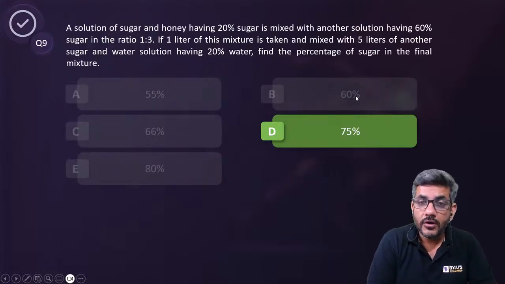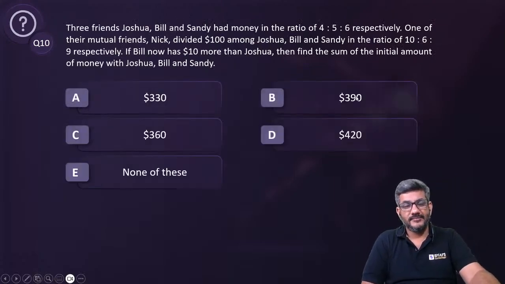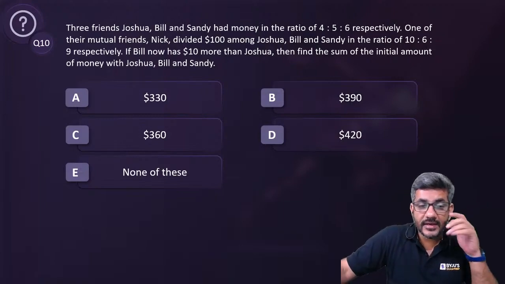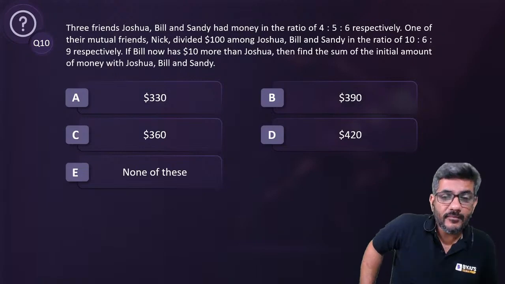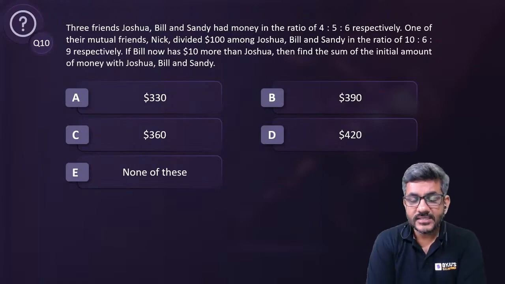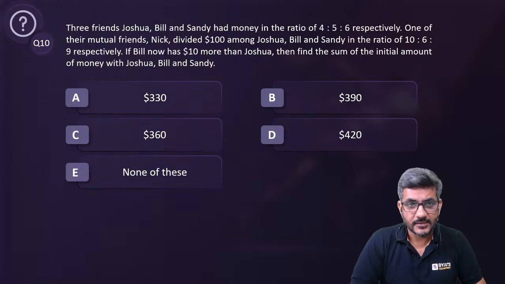Question number 10 on your screen now. It is the last question of the day. I would like to see how many of you can answer this fast enough. कितना जल्दी आप आंसर करते हैं, that I want to see. Try to answer this question as fast as possible. Everyone can answer this question. It's a very easy question.